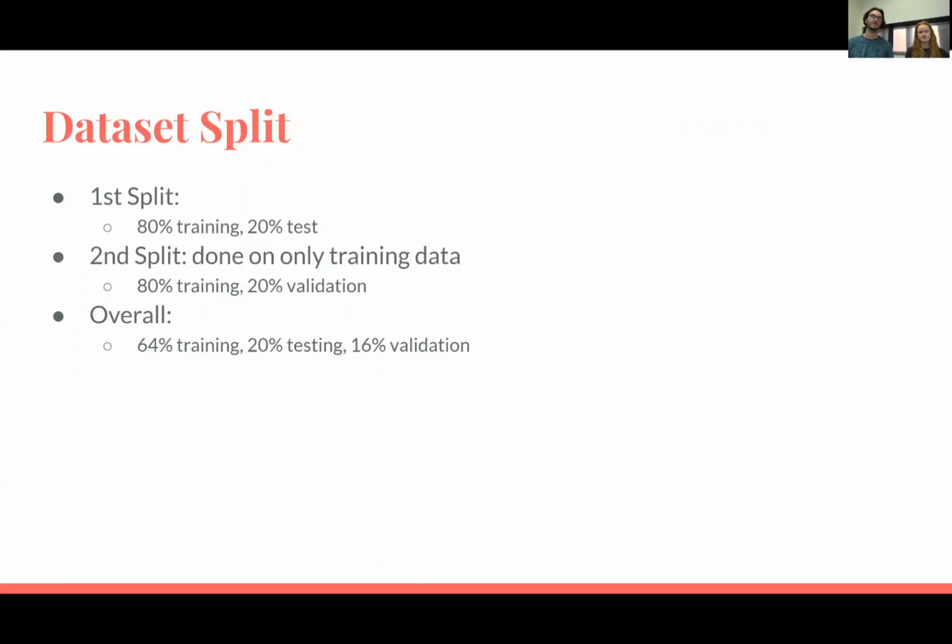Now for training, we initially started with a split of 80% training and 20% test. Then for the purpose of getting validation data, we further split up the training data into 80% true training and 20% validation. This resulted in overall 64% training, 20% testing, and 16% validation.